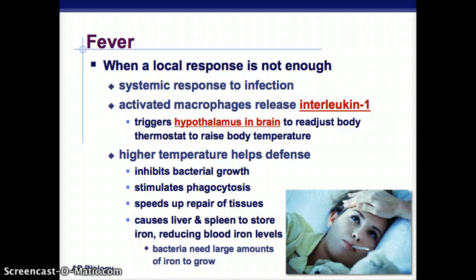It also stimulates phagocytosis, so it encourages them to eat the antigens. It also speeds up the repair of tissues, and it causes the liver and the spleen to store iron, which reduces your blood iron levels, and that helps because bacteria need large amounts of iron in order to grow. So it triggers all these things, which is why you'll very often end up with a fever when you're sick.